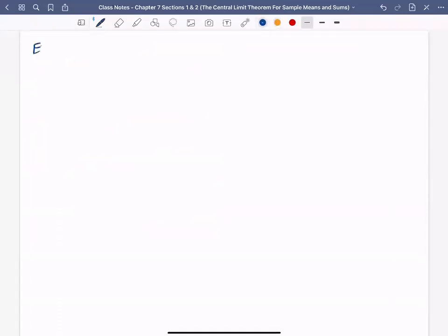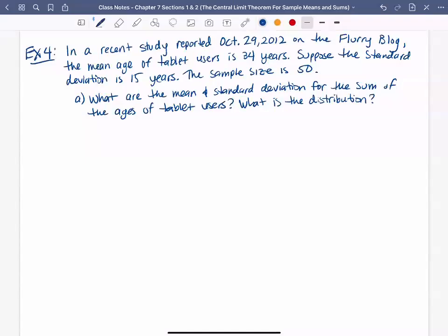Example 4 in our chapter says, in a recent study reported, I'm going to pause this and you can come back and it'll just be here. It might be a little bit faster. You can go ahead and pause the video to copy this down, and then I'm just going to start talking about it. So go ahead and pause now, write this down, and we'll go.